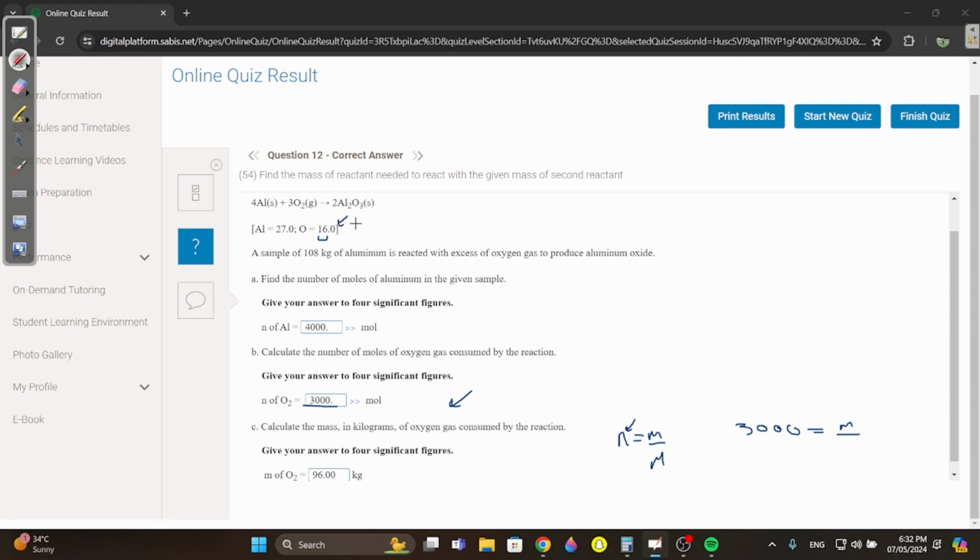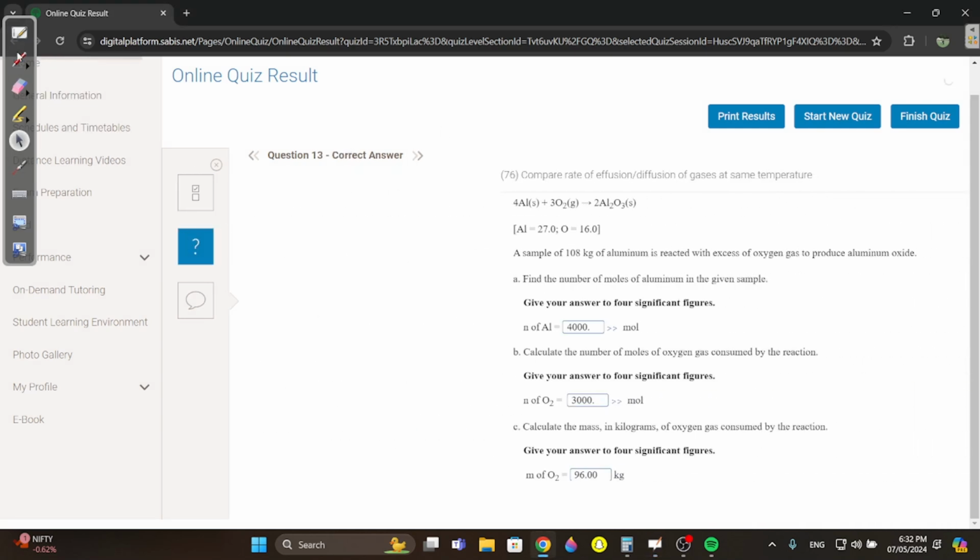The molar mass of oxygen is always 32 if it's a gas, and it's given as O2. Please do not put 16. Cross multiply and you get 96,000. 96,000 grams, but they're saying put it in kilograms. So obviously 96,000 grams is 96 kg. And obviously they're saying for SF, so you put 0, 0 at the end: 96.00.